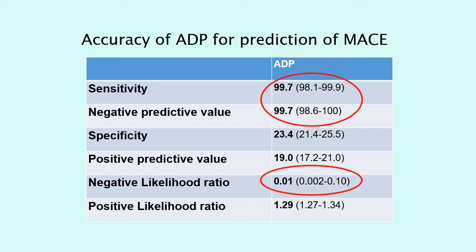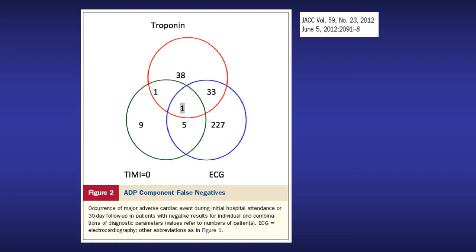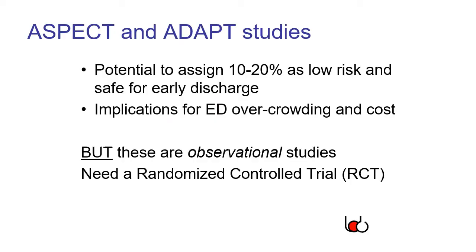So this pathway is a good rule out. And again, in order to achieve the very low rates of MACE events, you need to include all components of the pathway, not just the biomarker, which is troponin in this case, but also the pretest probability score and ECG findings. So these trials now have the potential to assign up to 20% of patients as low risk and safe for early discharge, with implications for ED overcrowding and costs.